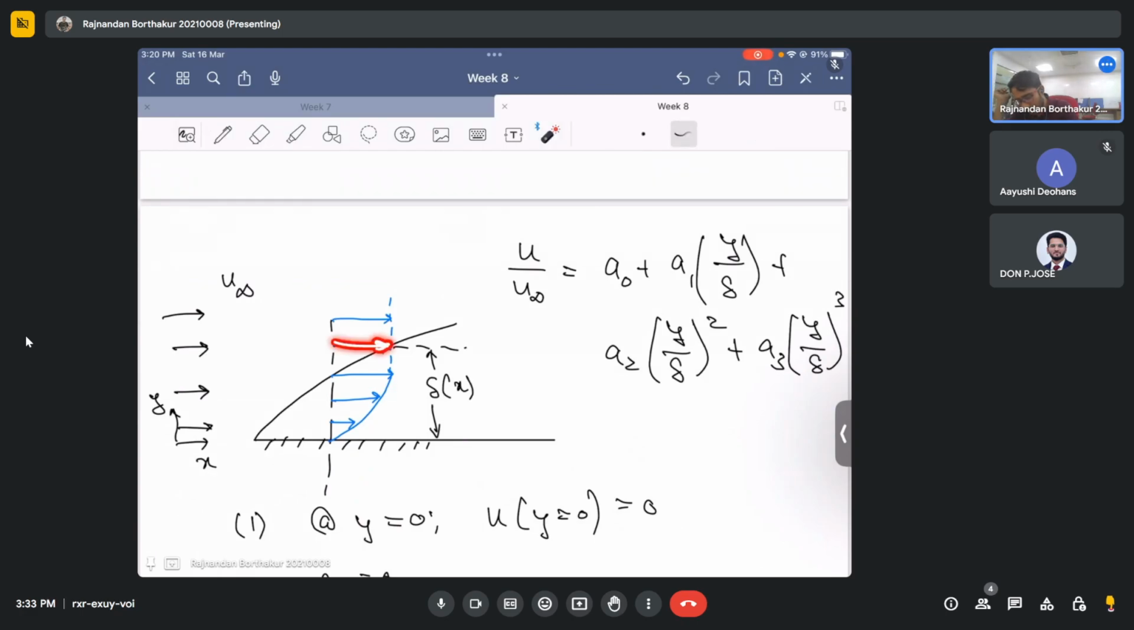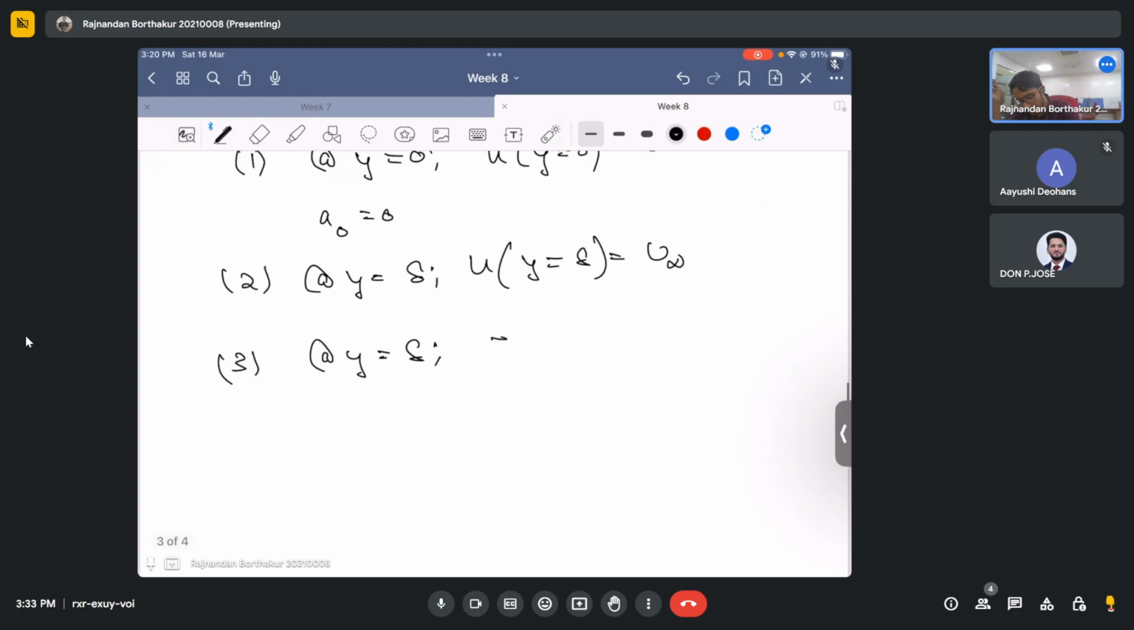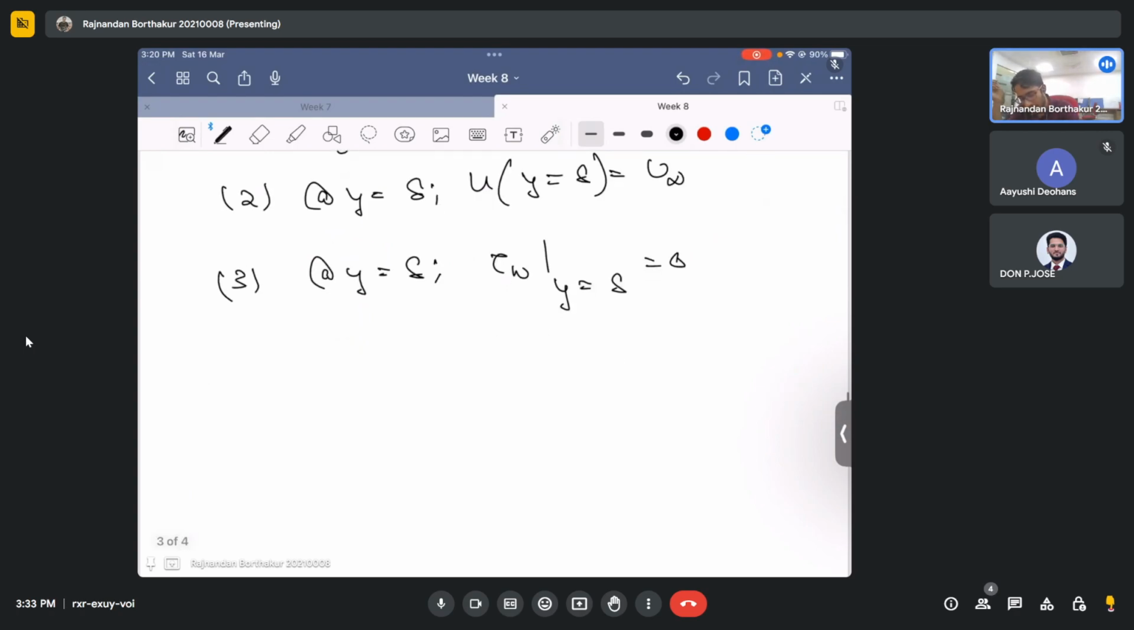Since the velocity is attaining the free stream velocity, there is no velocity gradient along the cross stream direction, which means that the shear stress tau w at y equals delta is 0, which I basically said some time ago. So this condition will just give us the fact that del u by del y at y equal to delta is 0.